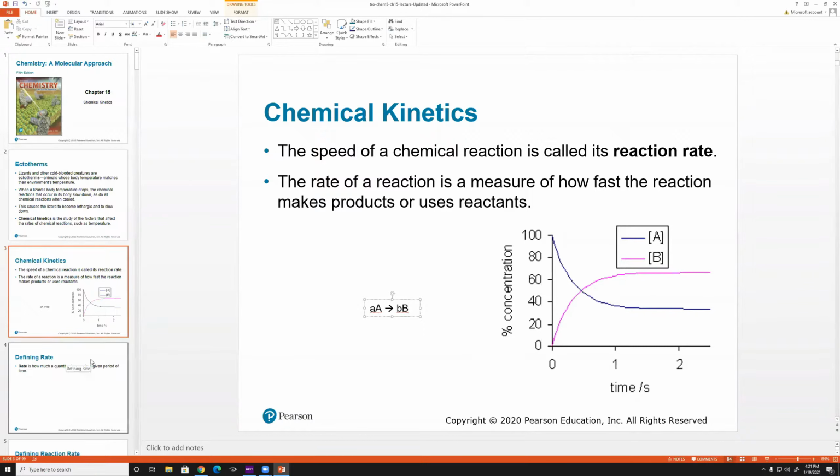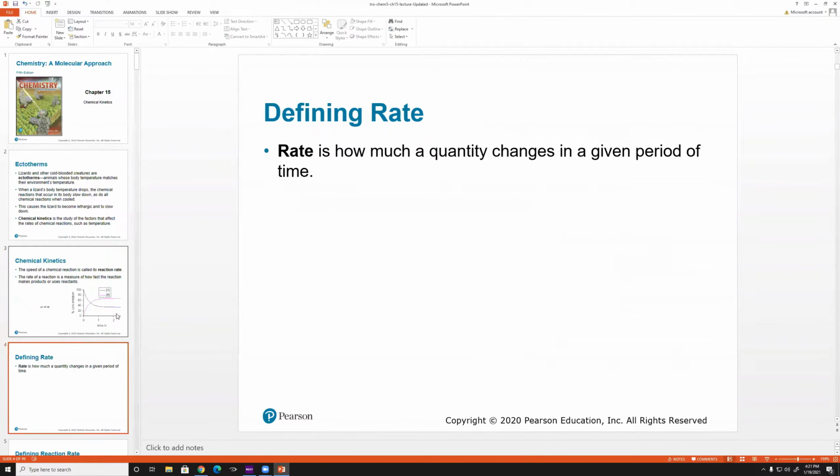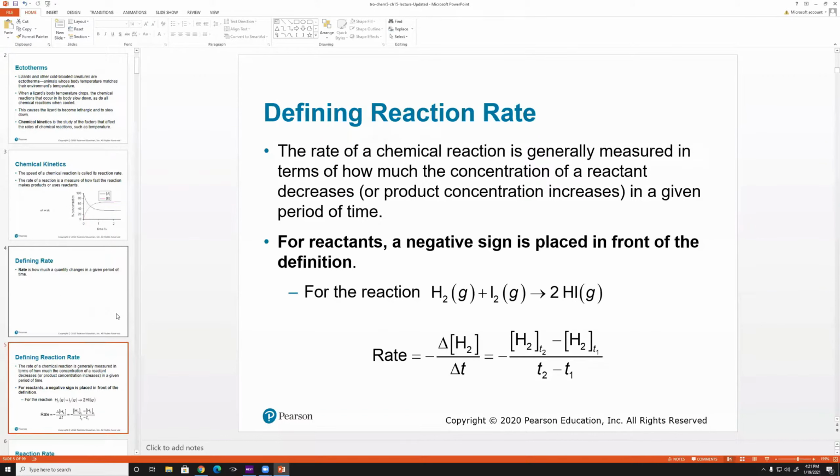So in this chapter, we're going to learn how we can define this and use it and mathematically figure it out as a term of molarity per second. That's really going to be the main unit, molarity per second. So how fast does the concentration change? We can define the rate as being the change in concentration over change in time.